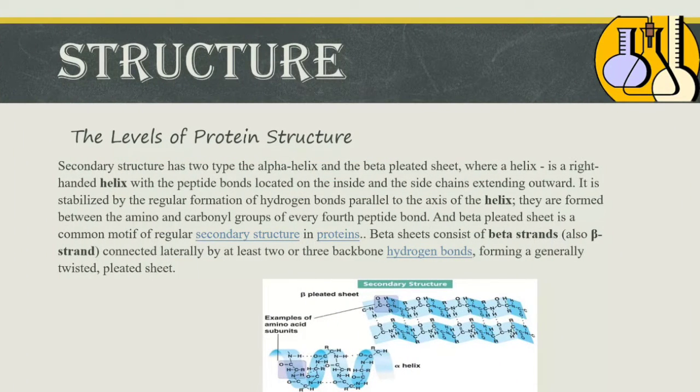Next is the secondary structure, described as the localized shape of protein. Secondary structure has two types, the alpha helix and the beta pleated sheet, where the alpha helix is a right-handed helix with the peptide bonds located on the inside and the side chains extended outward. They are formed between the amino and carbonyl group of every fourth peptide bond. Next is the beta-pleated sheet, a common motif of regular secondary structure in proteins. It consists of beta strands connected laterally by at least 2 or 3 backbone hydrogen bonds, forming a generally twisted, pleated sheet.